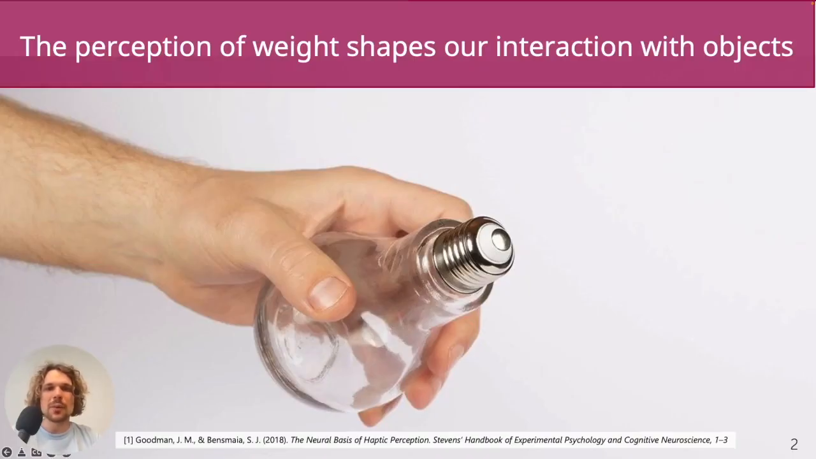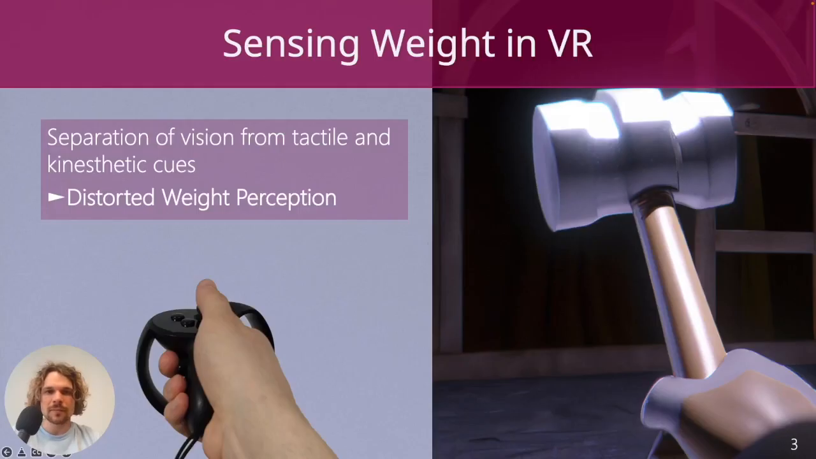The perception of weight plays a key role in how we interact with objects. When we lift or hold objects, we inherently sense the weight to understand the physical properties. This affects the force we apply, our movements, and ultimately our interaction.